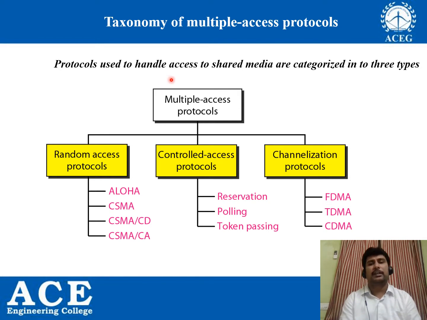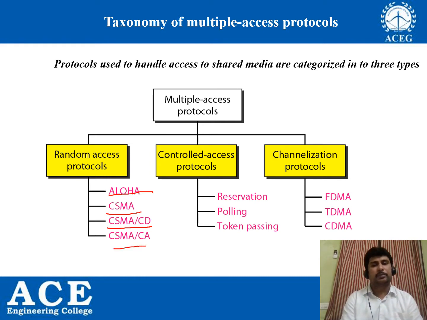The protocols used to handle the access to the shared medium are categorized into three types. So the multiple access protocols are categorized into three types. What are they? Namely, random access protocol, controlled access protocol, and channelization protocol. These three are further classified into the following types. First, the random access protocol is further classified as Aloha, carrier sense multiple access, carrier sense multiple access with collision detection, and carrier sense multiple access with collision avoidance.